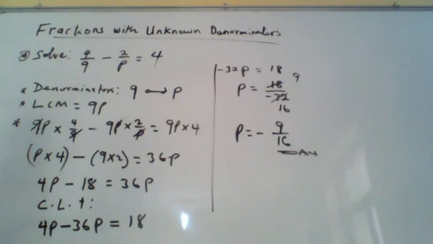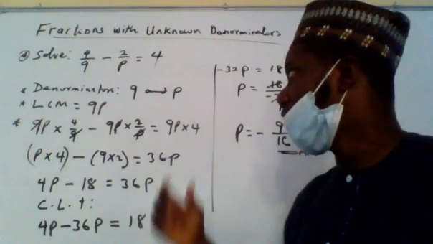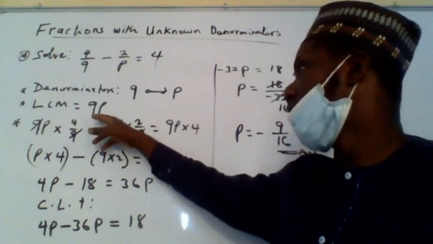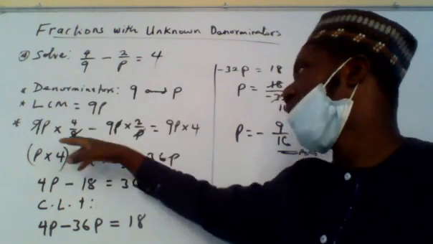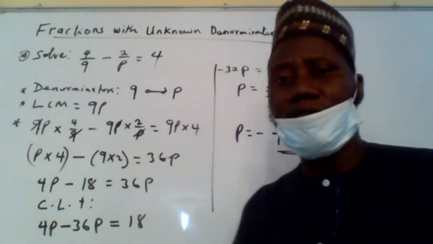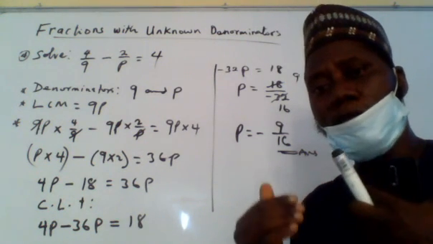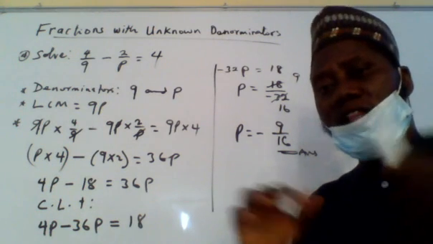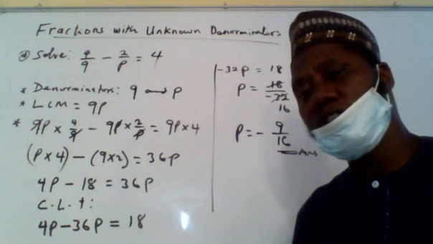I think we have come to the end of this section. In summary, if you want to clear a fraction with unknown denominators, one, you find the denominators, and then you find the LCM of the denominators, and then the last step is to multiply each term of the equation by the LCM. And also, if you have a mixed fraction in a problem, don't forget to convert the mixed fraction to an improper fraction, and then you go ahead following the 3 steps I've mentioned earlier.